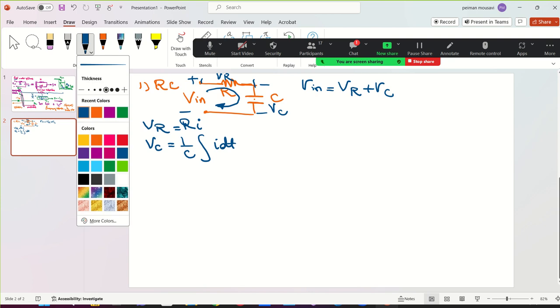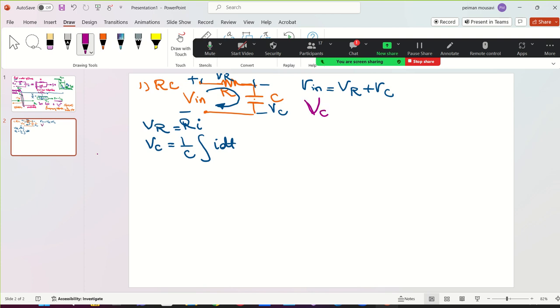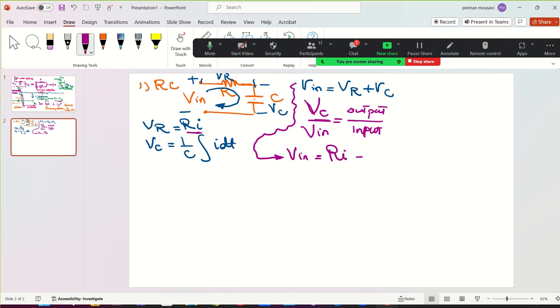But what I want to find here, this is control. I want to find VC, voltage of capacitor, over Vin, closed transfer function of output. My output is the voltage of capacitor over input voltage. Closed transfer function. It's very easy. I'm gonna take this here. I'm gonna say Vin equals to VR is Ri. I'm writing here Ri plus Vc.